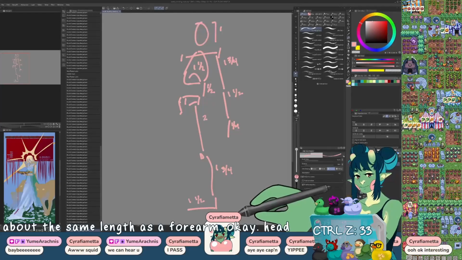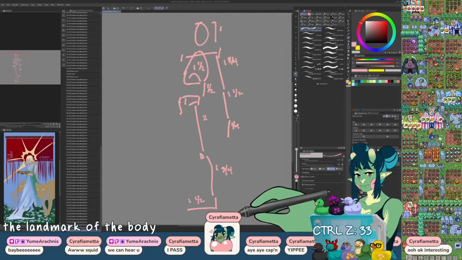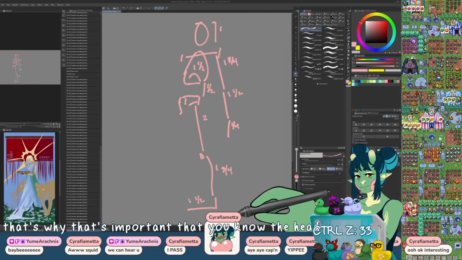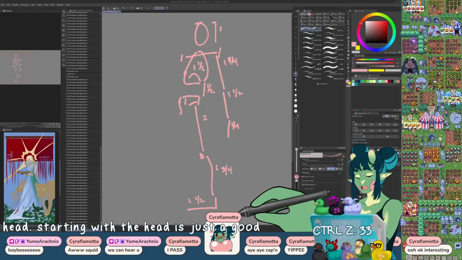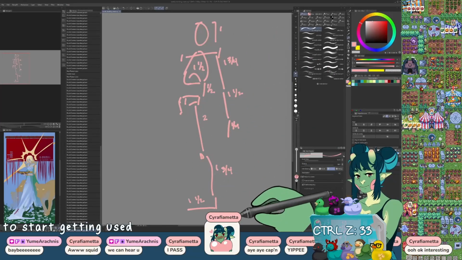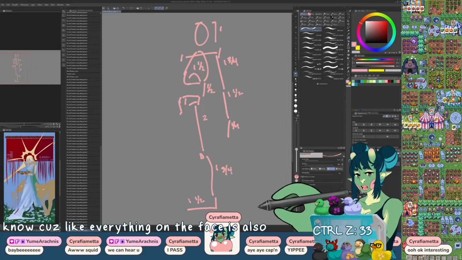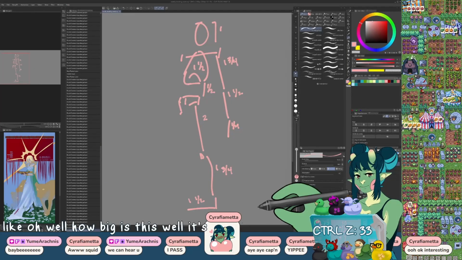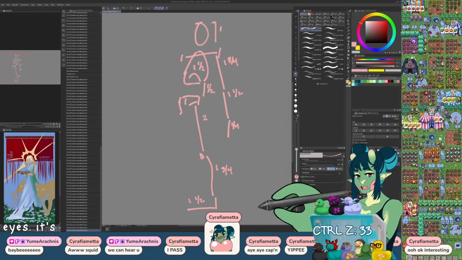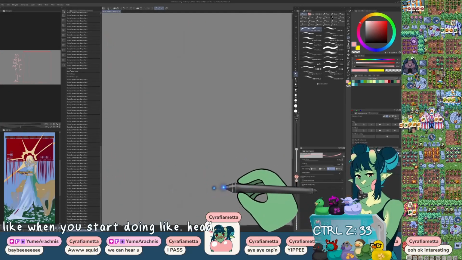Head is the landmark of the body. That's why it's important that you know the head. Starting with the head is also a good point to start getting used to these measurements. Because everything on the face is also like, oh, well, how big is this? Well, it's about 2 eyes. It's about 3 noses. It's about, you know, insert amount of things here.